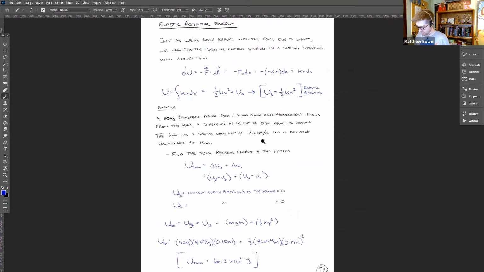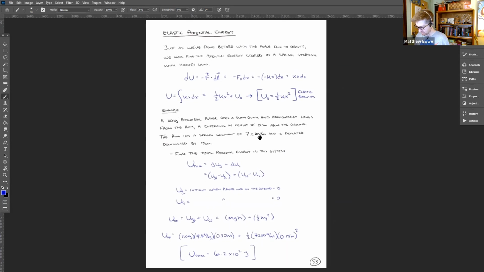So energy is neither created nor destroyed. It's merely transferred from one thing to another. We'll continue with this tomorrow, and we'll definitely finish this by the end of the week.